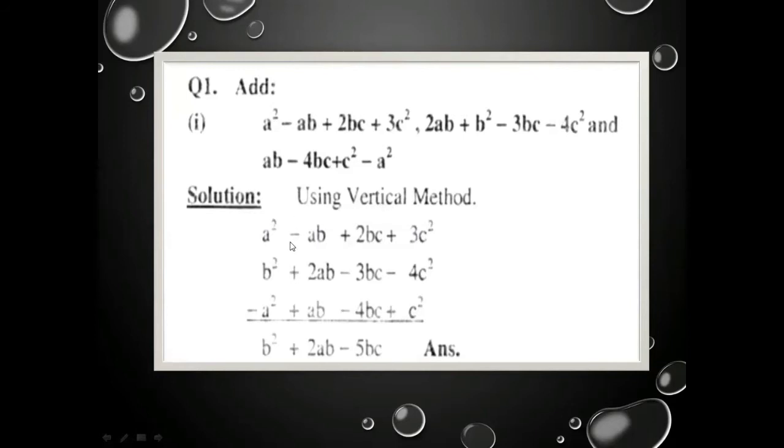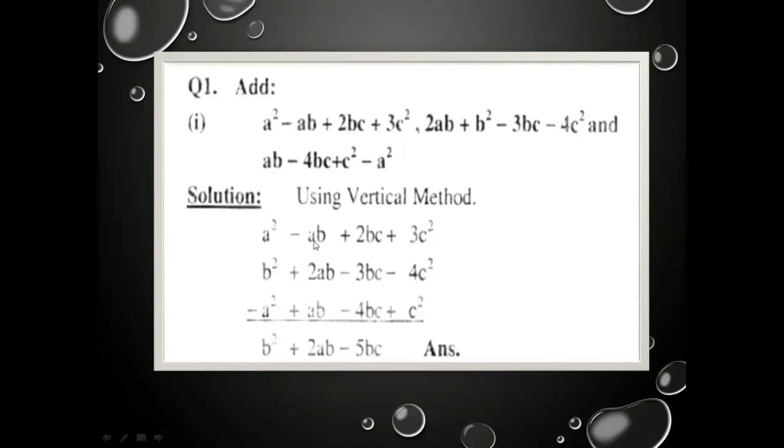For vertical method, we will write all polynomials in sequence, but before writing them, we will see what are the like terms. So we will write all like terms under that. If you match column number 1, there is a square, b square, and a square. For solution, we will do column wise. Here we observe that a square is plus and a square is minus. So they are like terms and their signs are opposite, so they will be cancelled, and the result is b square.